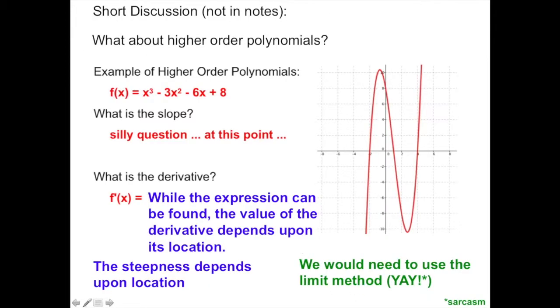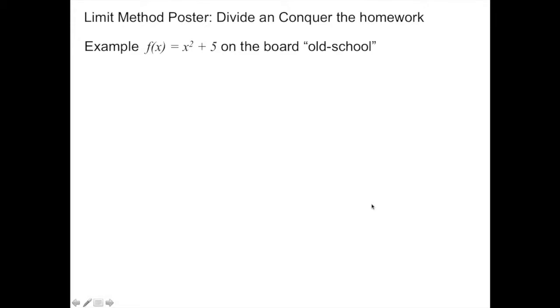We're going to use that limit method just a few more times to find that expression. But the steepness of this function depends upon where we are. So we're going to go through the limit method for this function, x squared plus 5, as an example, so that you can work through the homework problems a little quicker.